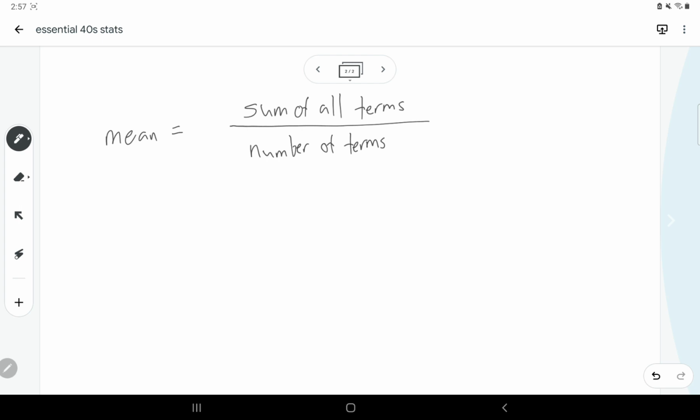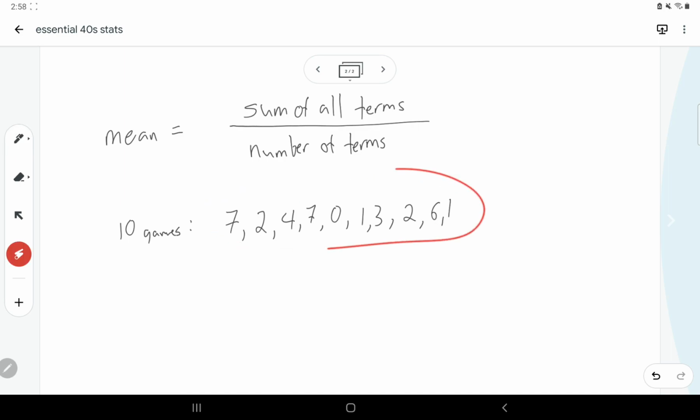So for example, let's say that we had a set that was 10 soccer games. We have 10 games, and we just wanted to record our scores in those games. So let's see how many goals we got. Let's say we had 7 in the first game, 2 in the second, and so on: 4, 7, 0, 1, 3, 2, 6, 1. What numbers these are doesn't matter a lot in how we deal with them. We just need 10 numbers to match up with our 10 games.